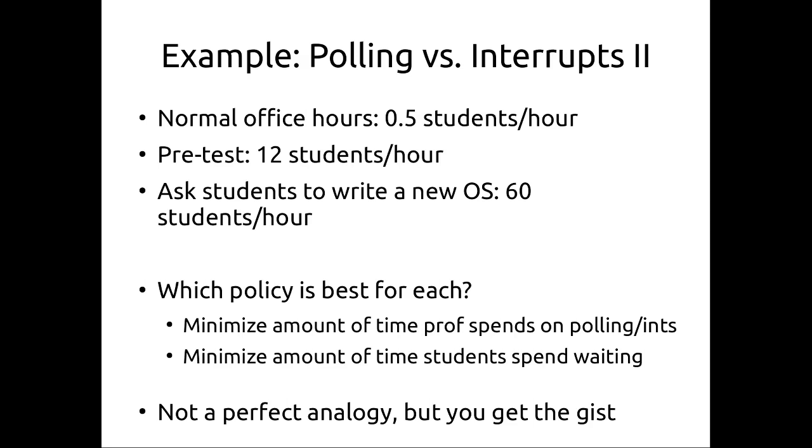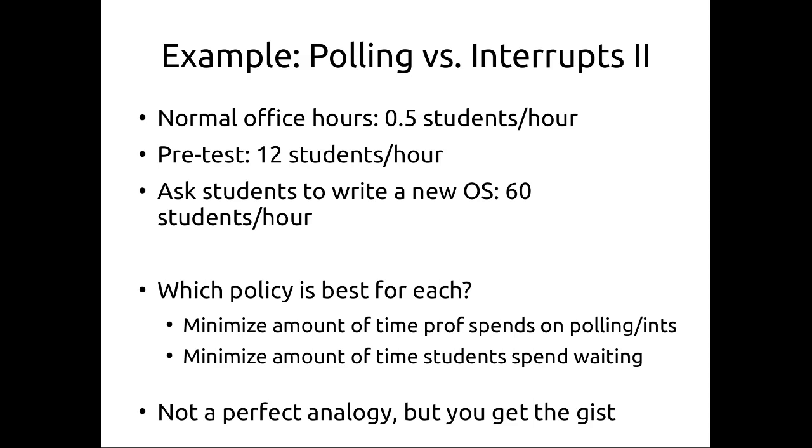Now the question is, which of the two policies is best for this, right? So I'm going to let you think about this a little bit, and I want you to consider two different dimensions of the problem. If we want to minimize the amount of time that the professor spends polling or executing interrupts, effectively getting up and walking to the door, what policy is best? Separately, if we want to minimize the amount of time that students spend waiting, i.e. the latency to help students, what is the best policy, right? Okay, it takes a little bit of time to think about this.